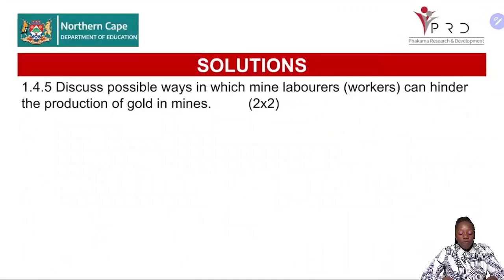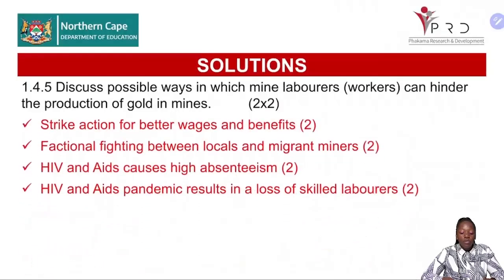Then your 1.4.5, you discuss possible ways in which the mine workers can hinder the production of gold. Number 1, those are the people who go on strike even the whole month or even more than a month. So you realize that during those strike actions for better wages as well as benefits, there will be no production at all because they close down everything until they are given what they are looking for. So in that way, there will be no production, which means the company or the mines will not be exporting anything.